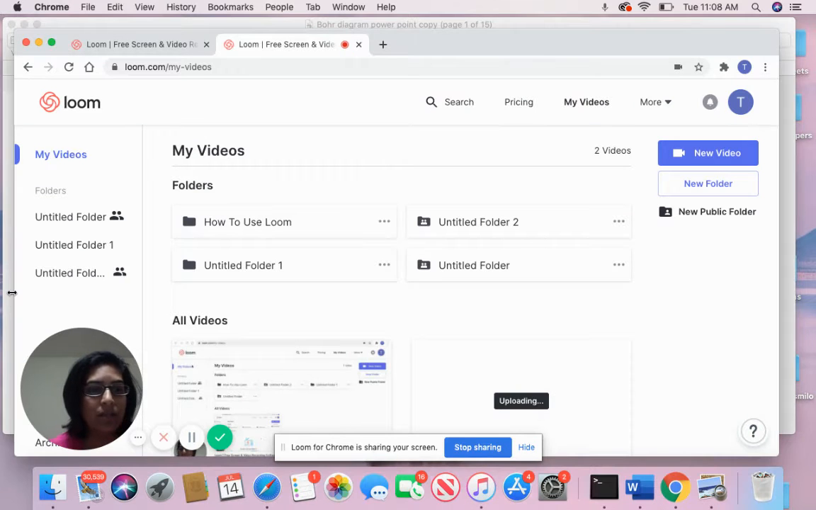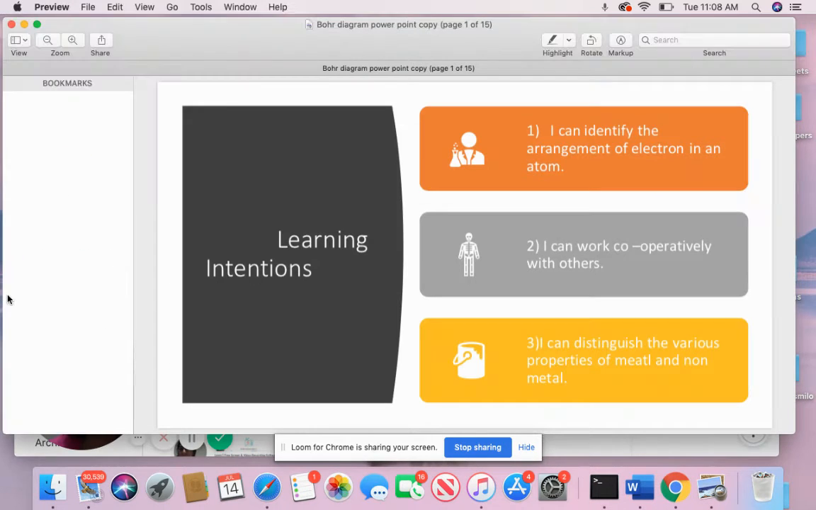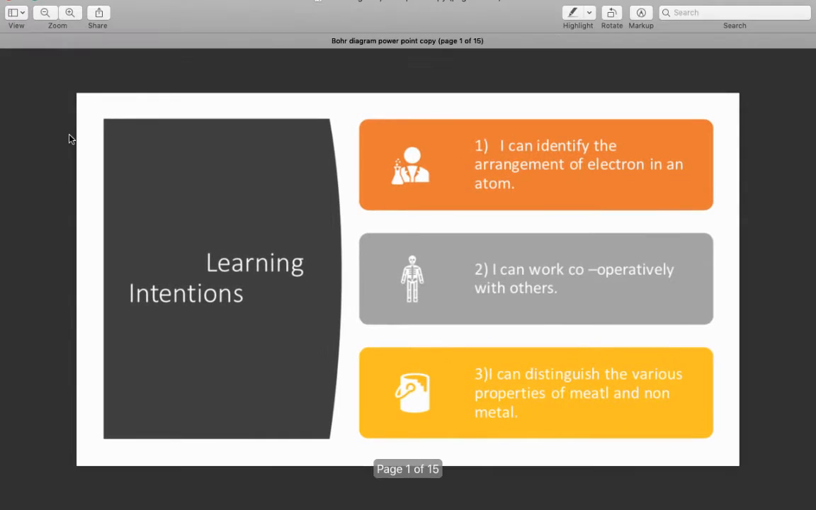So for today's learning, I would like to share my screen. Okay, hopefully, here we go. For today, our learning intentions are that I can identify the arrangement of electrons in an atom, I can work cooperatively with others, and I can distinguish the various properties of metals and non-metals. Oops, there is a spelling mistake, so just excuse it.